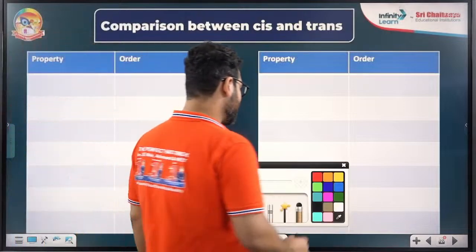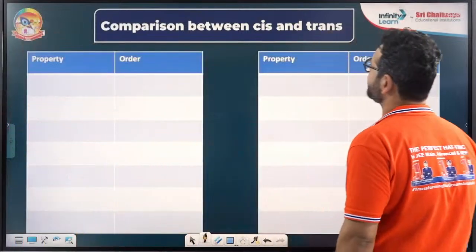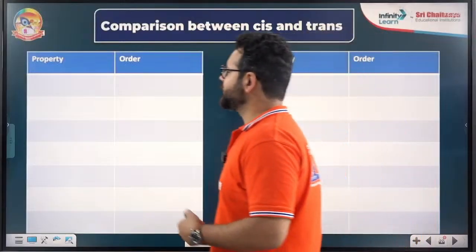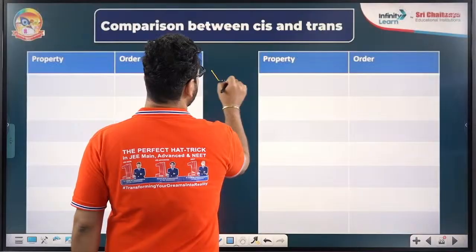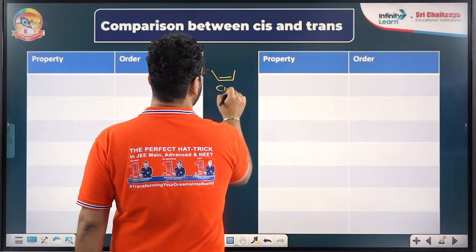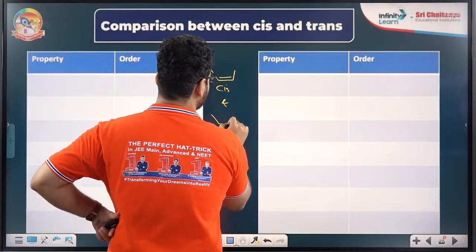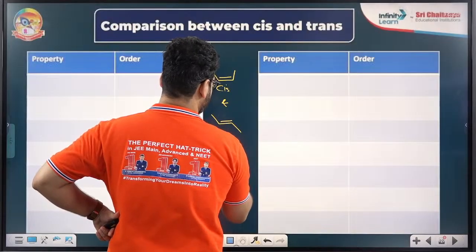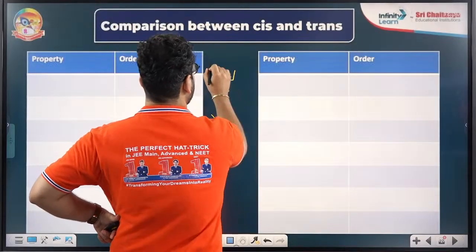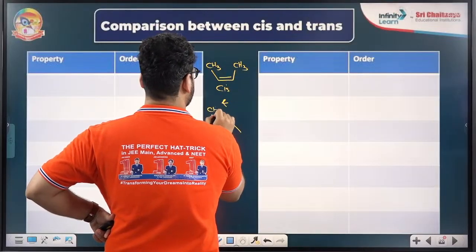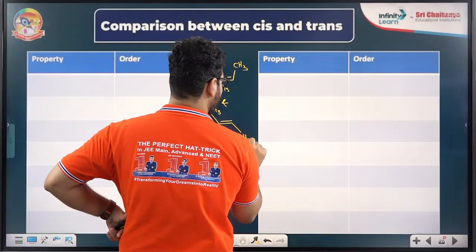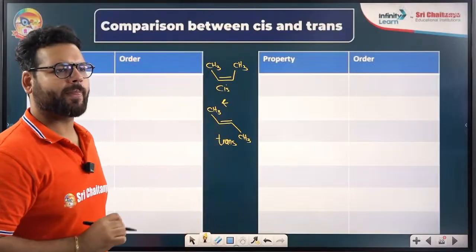Now, a few different properties we should remember for cis versus trans. If we do a comparison of a symmetrical cis-butene and trans-butene, we should know a few properties about them, like who has the better boiling point and who has the better melting point.